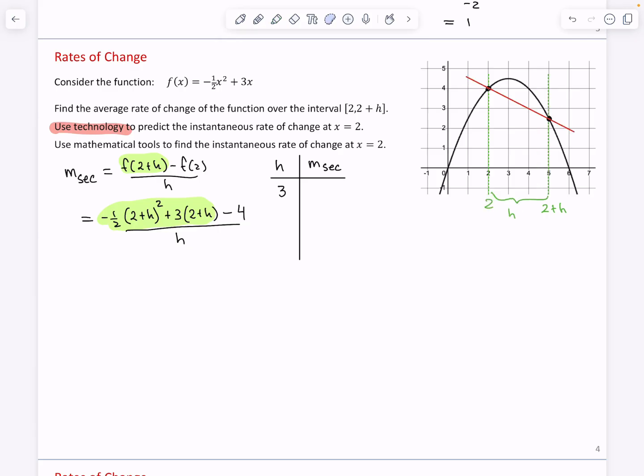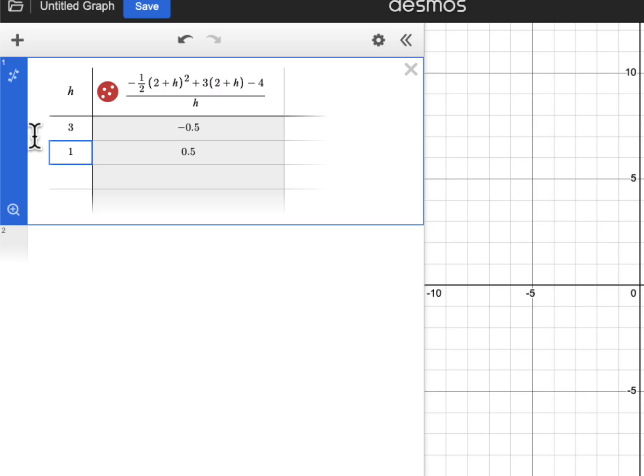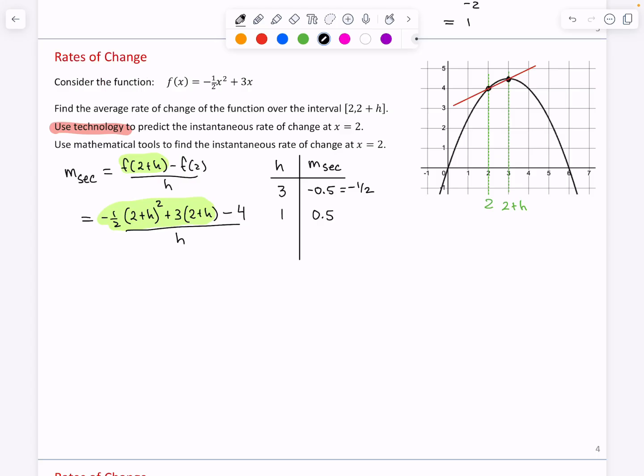Our secant line would look something like this. Plugging 3 for h into our table, we get a slope of negative 0.5 or negative 1/2, confirming our visual of a negative slope. Let's shrink h to 1. So if h is 1, our visual looks like this. Plug 1 into our table, we get 0.5. And we want h to shrink towards 0 to approximate the slope of the tangent line.